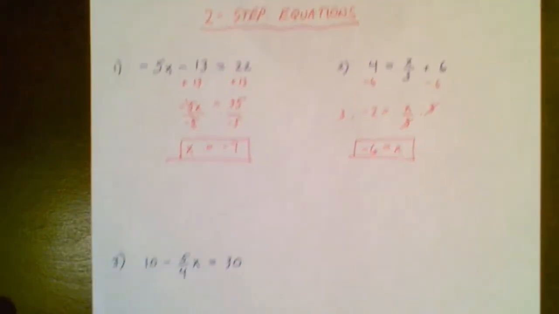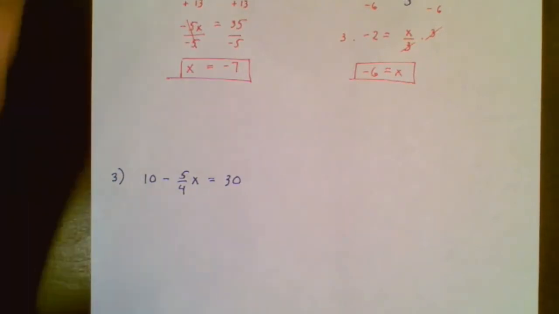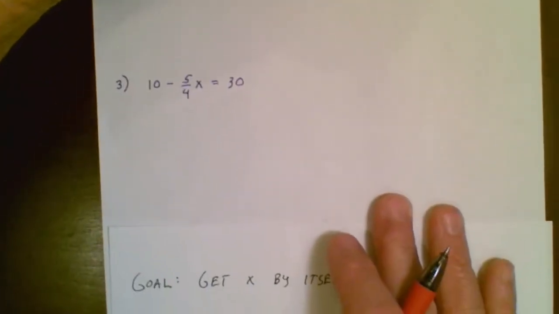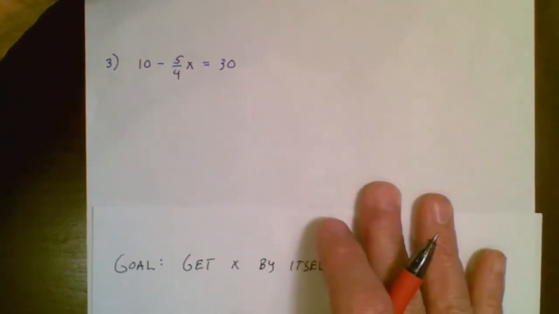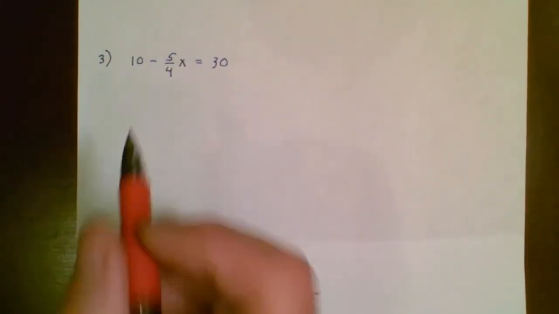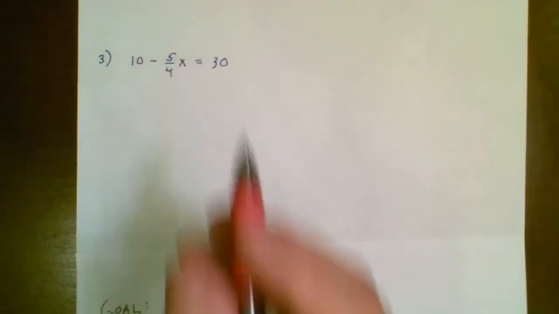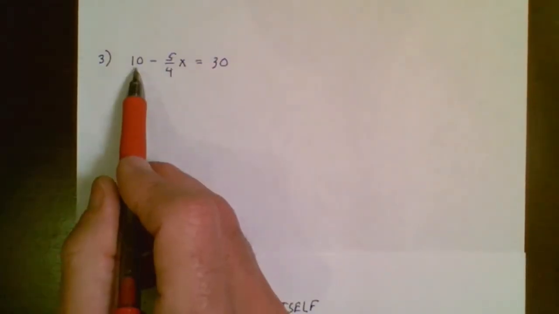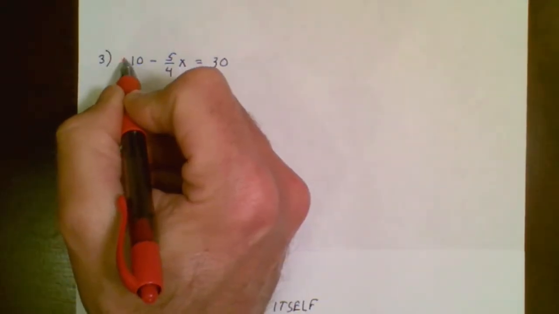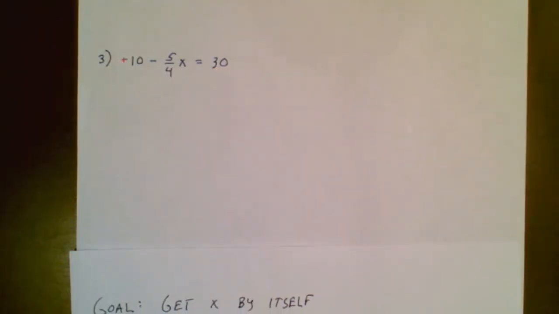We've got one more problem. And what we're looking at here has a fraction, so it's going to be a reminder of that exception of what you do when you have fractions. I'm trying to get x by itself. The first thing I'm going to do is get rid of the 10. Well, the 10 has a positive sign. You don't see it, but remember, if you don't see a sign, it's positive.